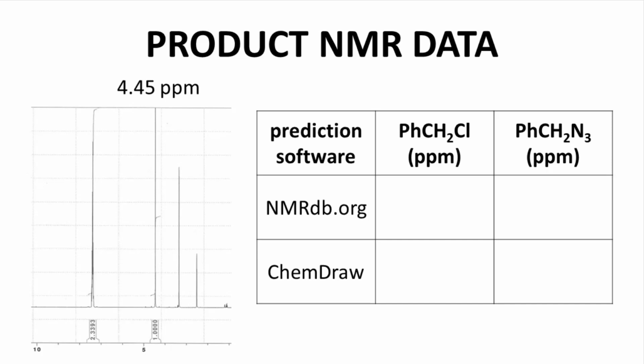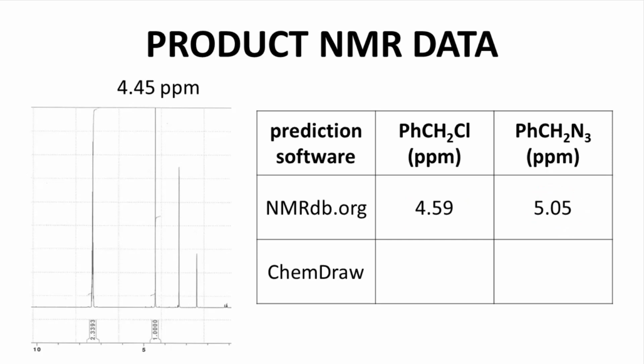Here are predictions from a website called nmrdb.org. The CH2 group of benzyl chloride is predicted to be at 4.59 ppm, while benzyl azide is 5.05 ppm. My product, with a shift of 4.45, would seem to be closer to benzyl chloride than benzyl azide. That's not what I want to hear.